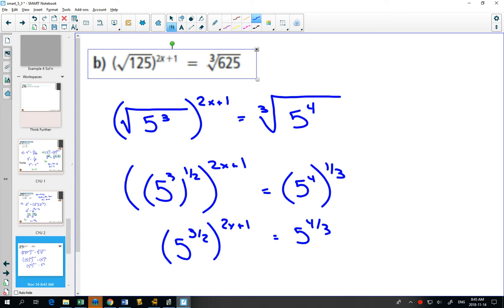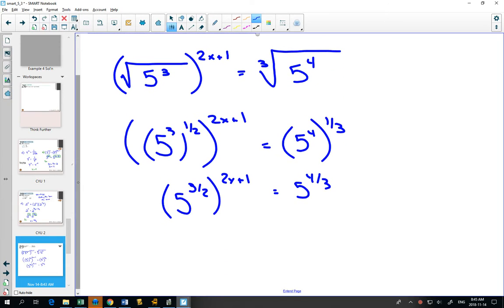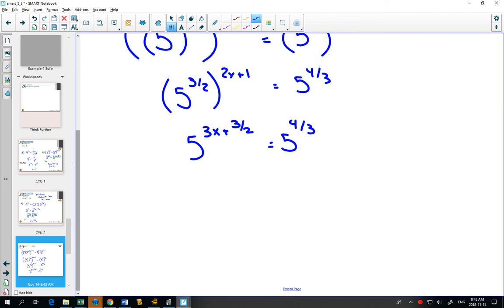What do you do when you have a power to a power? You multiply them. And when we have another power to a power, we're going to multiply them again. And that 3/2 will get distributed, so we'll get 3x plus 3/2, and 5 to the 4/3 there. And so we've succeeded in getting both sides as a base of 5.